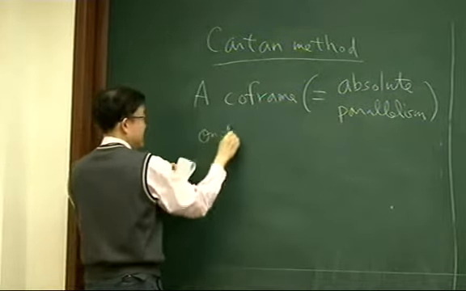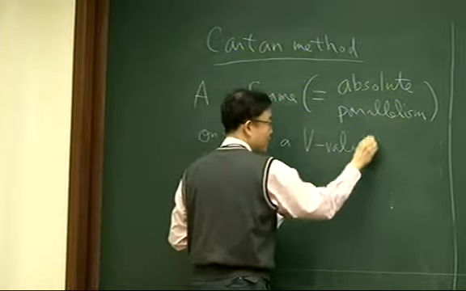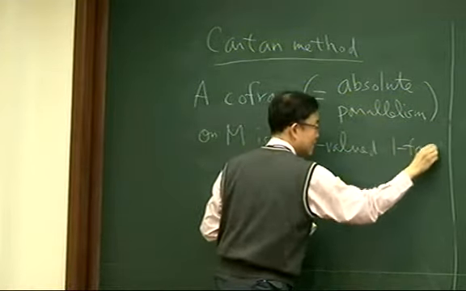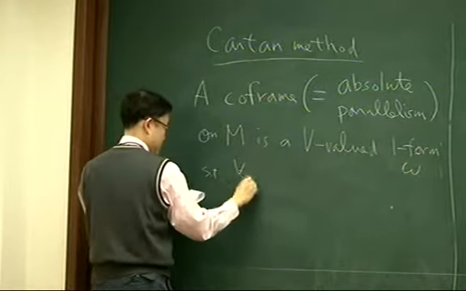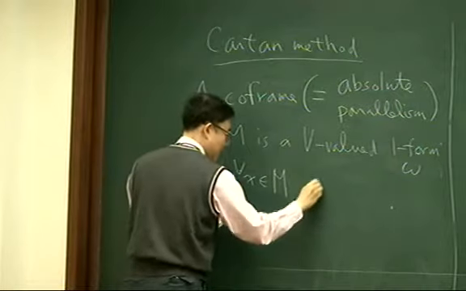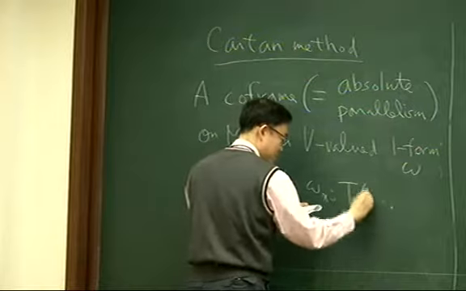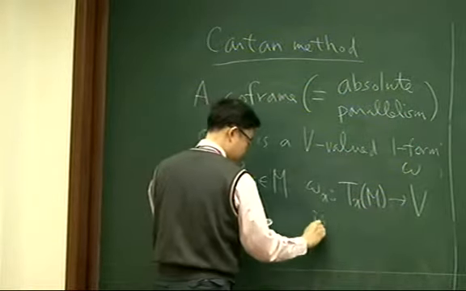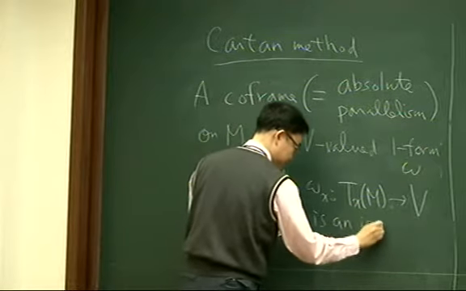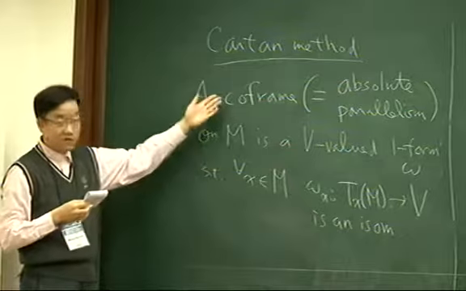On M is a V-valued one form, omega, such that omega at x, now it's a one form, so it gives a map from the tangent space to the vector space. This is an isomorphism. So such a vector-valued one form is called a co-frame.